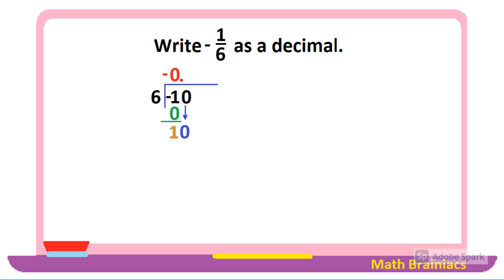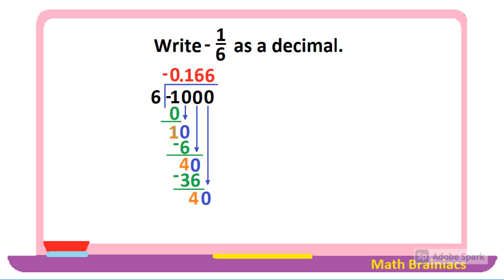Correspondingly, we can bring down the 0 so that the 1 will become 10. How many 6 are there in 10? There's 1, so 1 times 6 will give us 6. 10 minus 6 will give us 4. We can add another 0 and bring it down, and 4 will become 40. How many 6 are there in 40? There are 6 in 40. And 6 times 6 will give us 36. 40 minus 36 will give us 4.